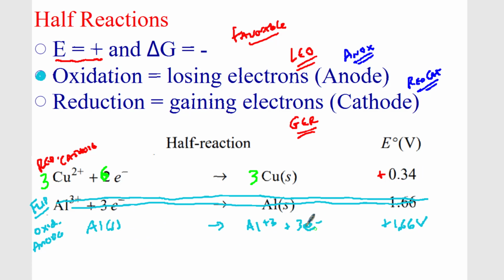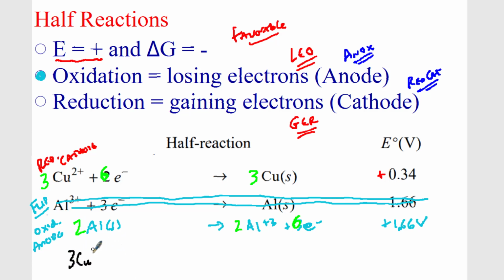Now we want to make this into 6 electrons. So what are we going to have to multiply 3 by to make it 6? It's 2. So 2, 2, and that makes this 6 electrons. So we're transferring 6 electrons in this reaction right here.